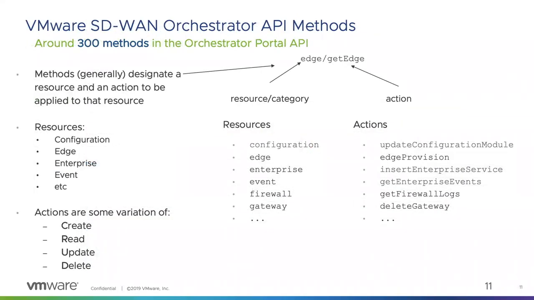Let's take a look a bit more deep into the VMware API methods. So what is a method? It's basically a resource and an action that is going to be applied to this resource. So the format is usually, as you can see, a resource with a category/action. So the resources in our context could be in a configuration, could be in edges or an enterprise events, etc. And the action will be creating one of those, reading, updating, or even deleting it.